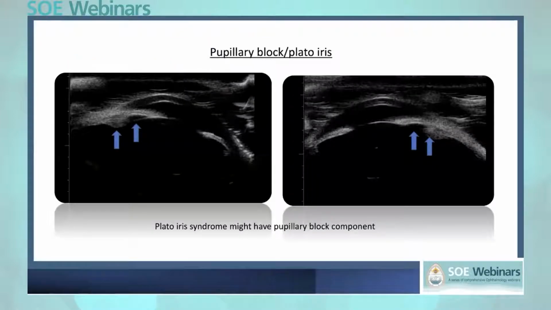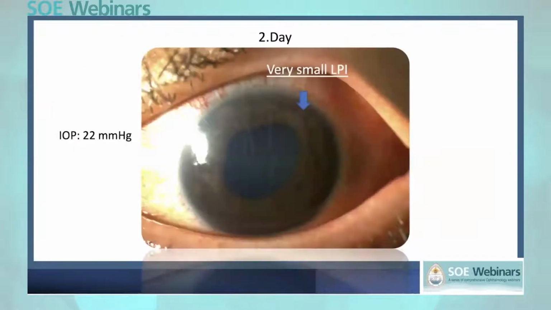And as you see here in these UBM images, there is a combined mechanism in this case, pupillary block together with anteriorly located ciliary body. And you can also see here the absence of the ciliary sulcus. And on the second day, you see here the LPI was very small and intraocular pressure was 20, and there are some descemet membrane folds.